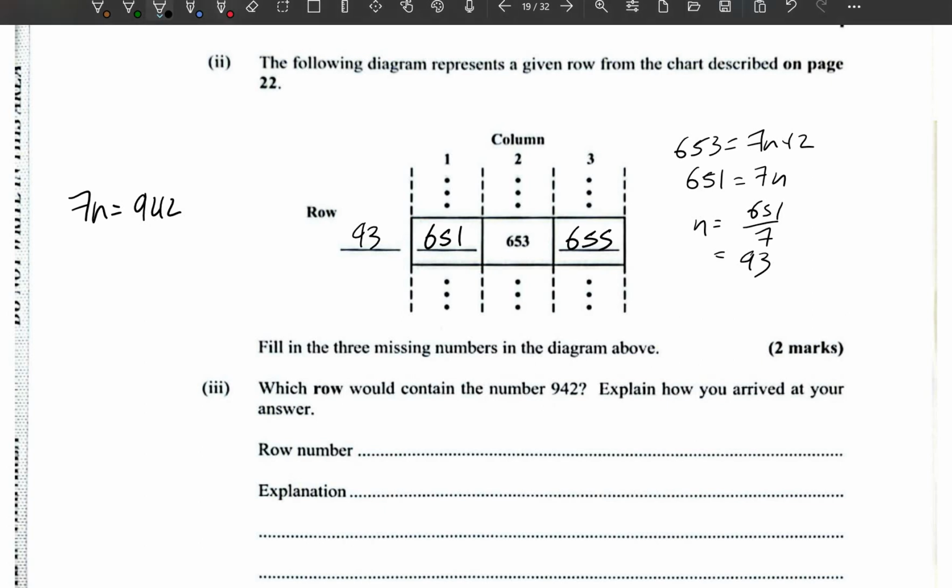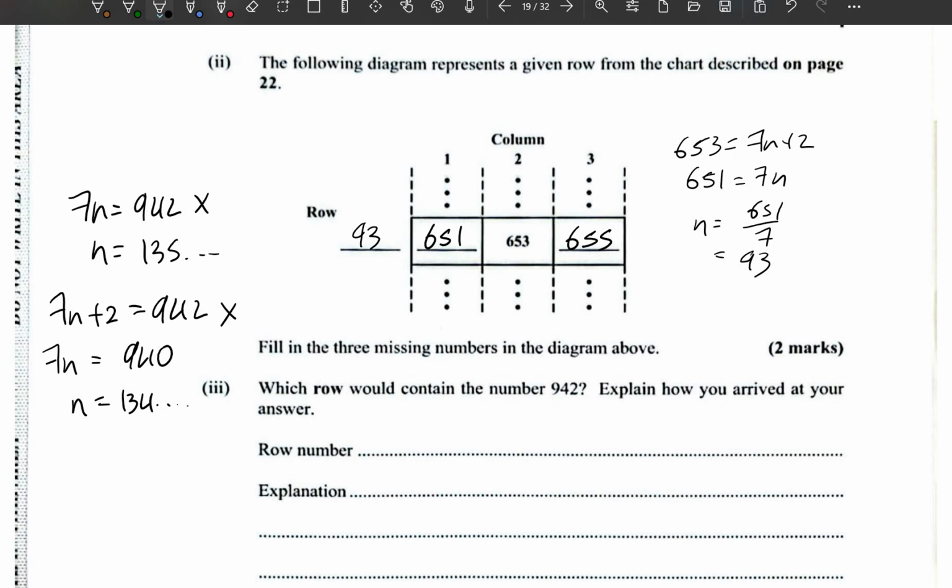When we divided this, we get 135 point something, so it's not going to be the row with 7n. So let's try then. 7n plus 2 is equal to 942. Therefore 7n would be 940. So let's see if this would give us a whole number n. And again, here we get 134 point something. So it's not going to be this one here.